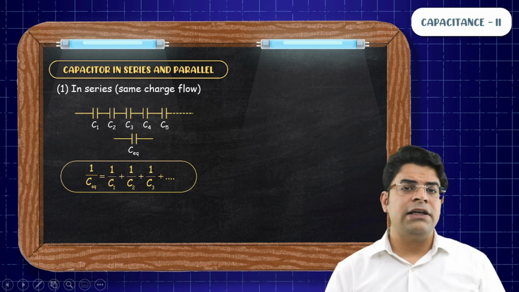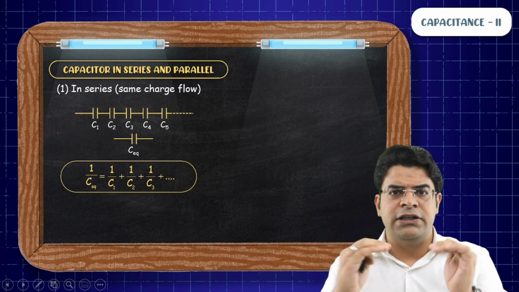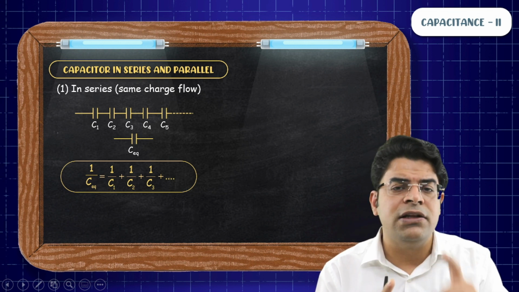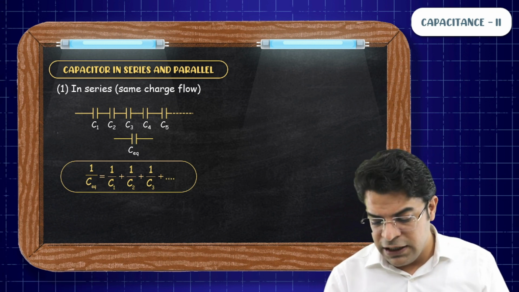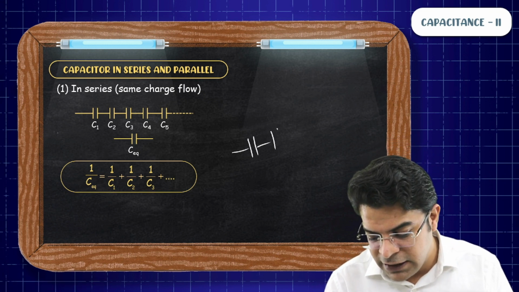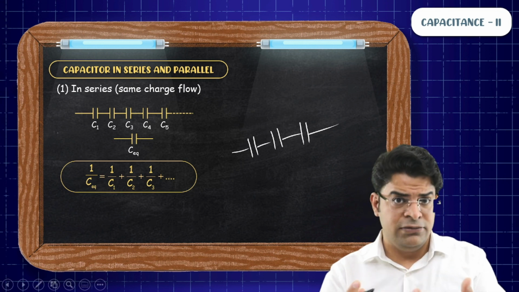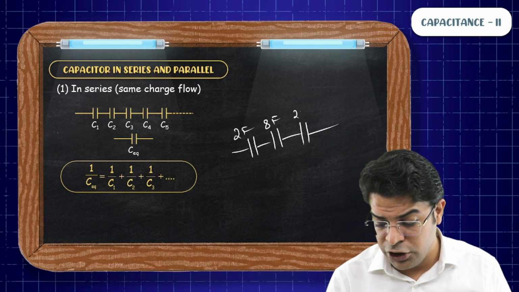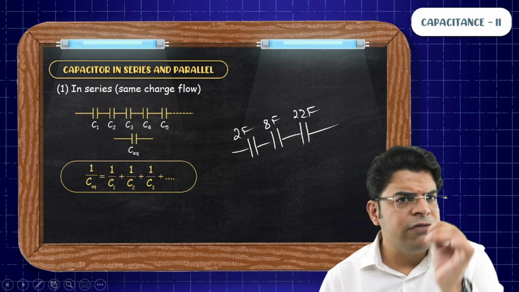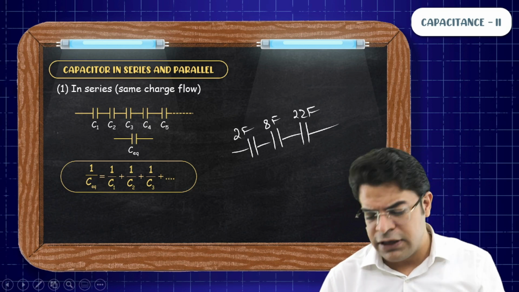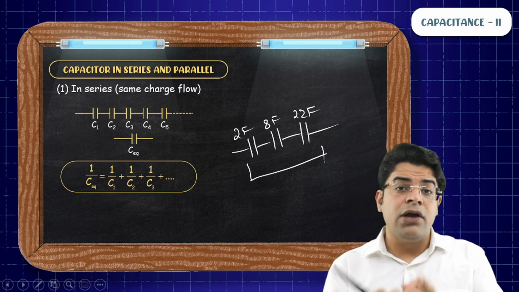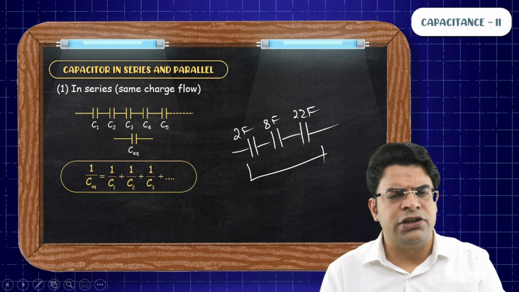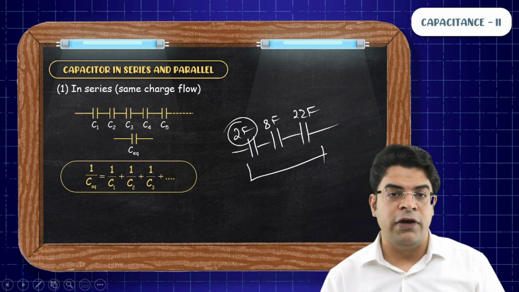Moreover, we have learned that if we have got multiple resistors in parallel, then the equivalent resistance comes out to be lesser than the least of them all. Similarly, if you have got multiple capacitors connected in series, and let's say these capacitors are of 2 farad, 8 farad and 22 farad, without even raising the pen, without even solving, I know that the equivalent will be less than the least of them all. So the equivalent of these three capacitors must be even less than 2 farad.